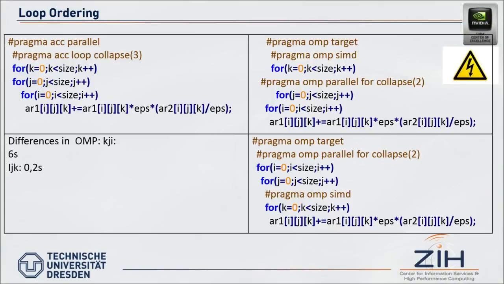So if you do KJI, that's the example on the top right, it runs about 6 seconds. If you do the variation on the lower right, the runtime goes down to 0.2 seconds. And you would actually expect the compiler to be able to do that. Come on, it's just loop reordering. It can't be that difficult. You know what the target architecture is. So why, as a programmer, do I have to care about this?